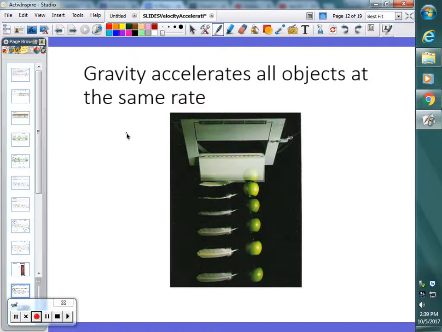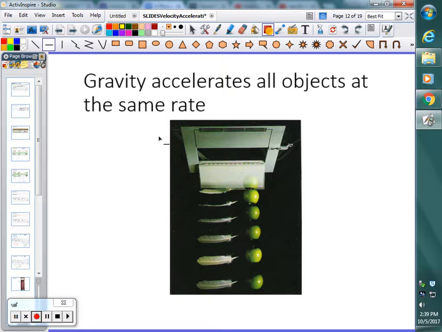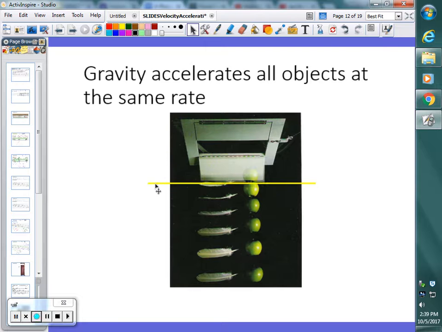But, like we said, if we compare it to the apple, right? It's not the best one there, but it'll work here. So there's the bottom of this apple. There's the bottom of that feather. All right. There's the bottom of that apple. There's the bottom of that feather. There's the bottom of that apple. There's the bottom of that feather. What are we seeing about the two of them? They're accelerating at the same rate. They're staying right next to each other.